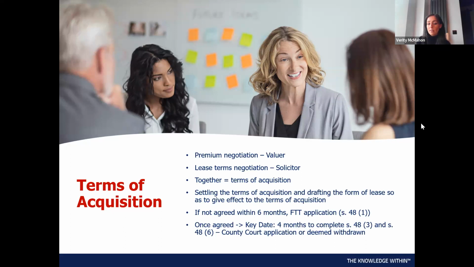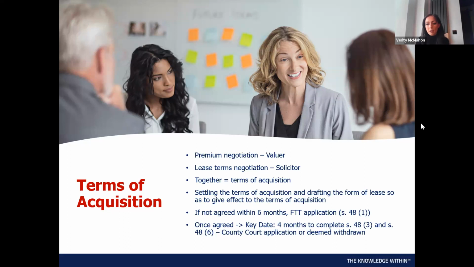If they're not agreed within the 6 months, as Peter mentioned, a protective FTT application needs to be made. It's vital that that is made. If the negotiations are dragging, always make the application to protect your client's claim. Otherwise, it's deemed withdrawn, and those consequences that I mentioned earlier for your client will happen. Once everything is agreed, the terms of acquisition, so both the premium and the lease terms, that marks another key date within the lease extension process of 4 months in which to complete.